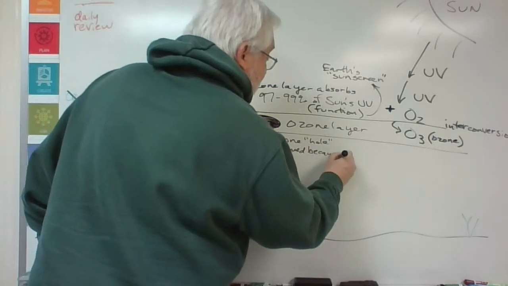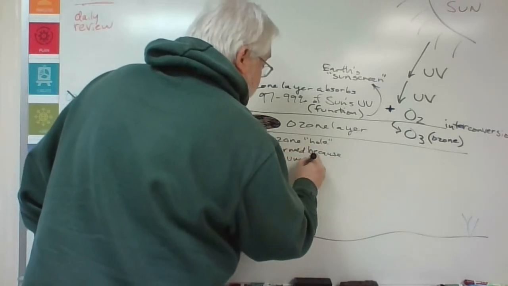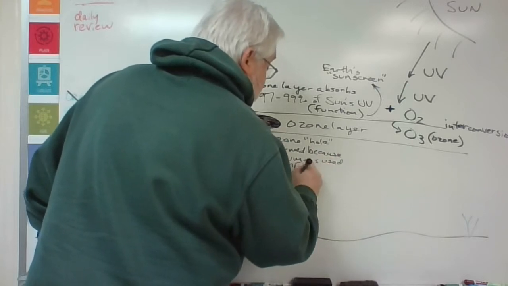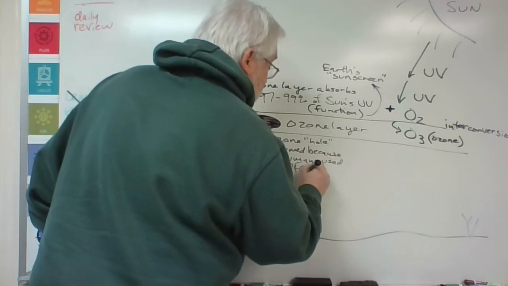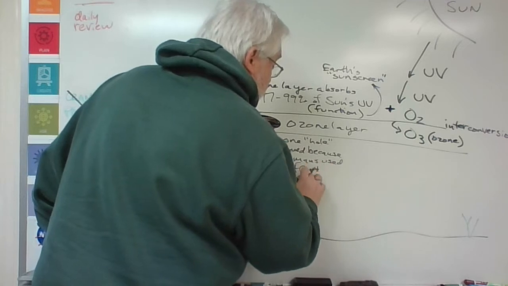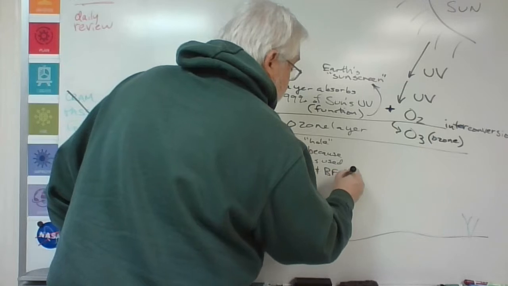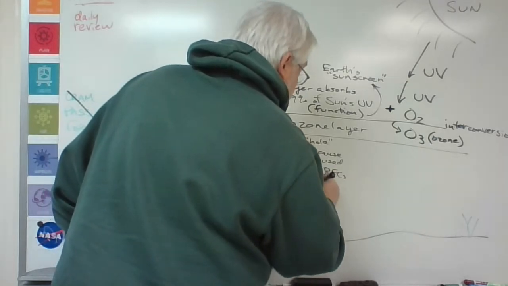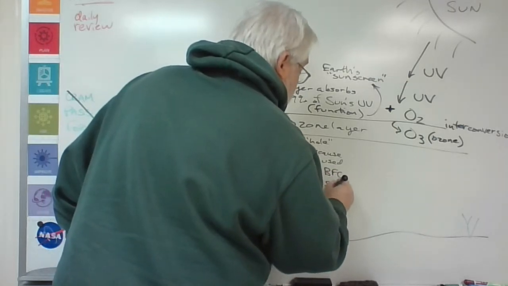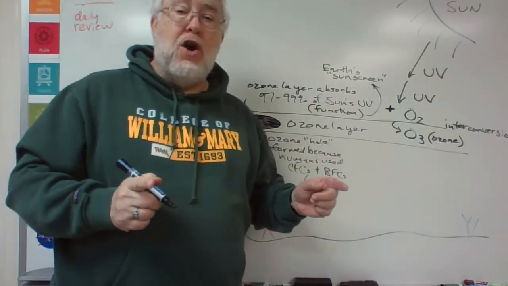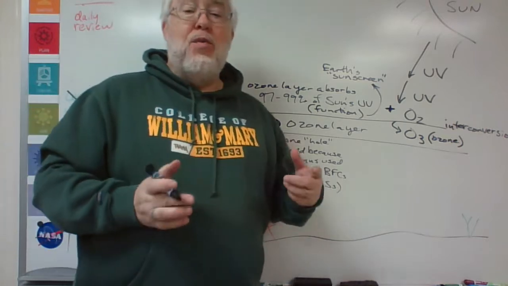An ozone hole formed because humans used CFCs and BFCs. These are also known more generally as ozone depleting substances. CFCs are chlorofluorocarbons, BFCs are bromofluorocarbons.